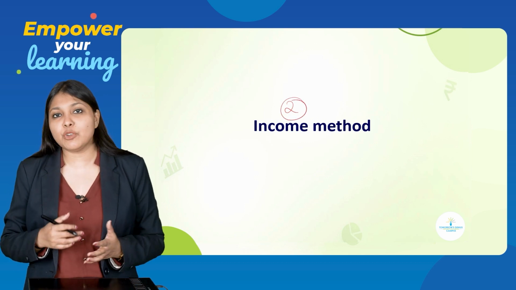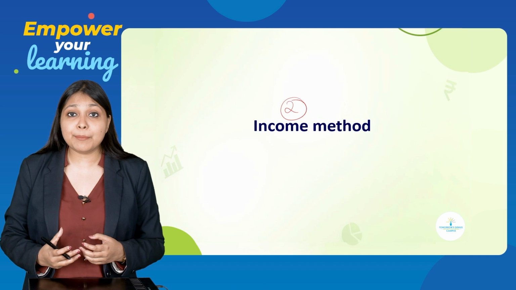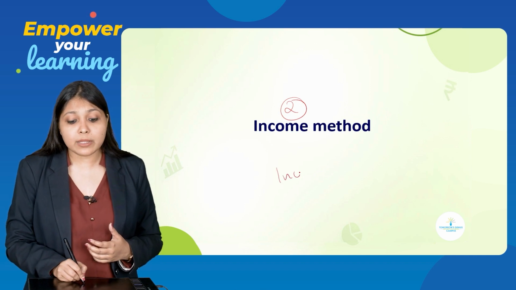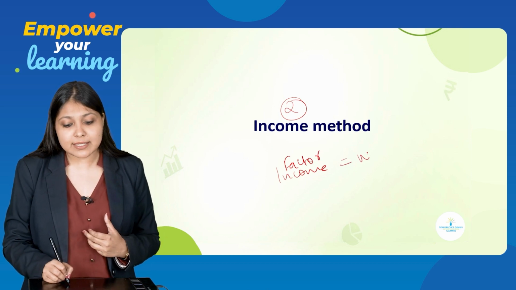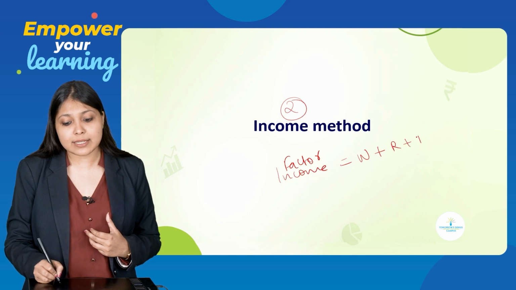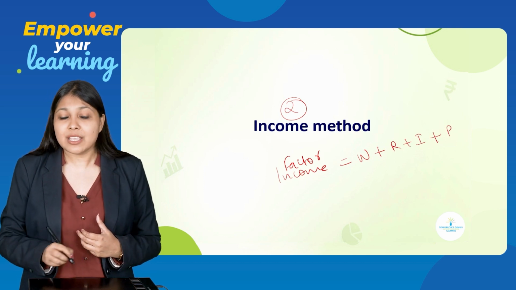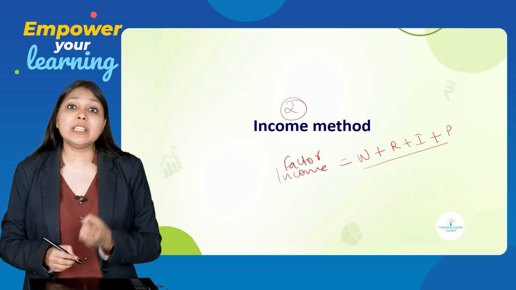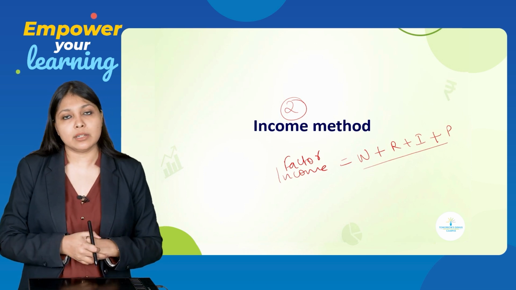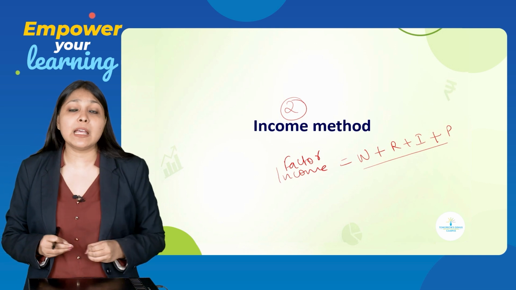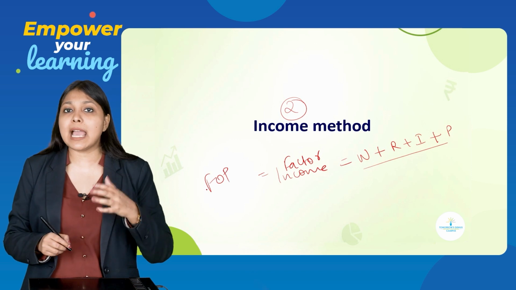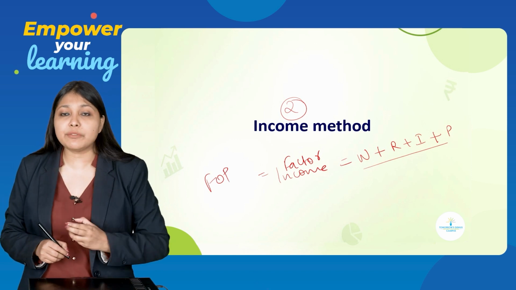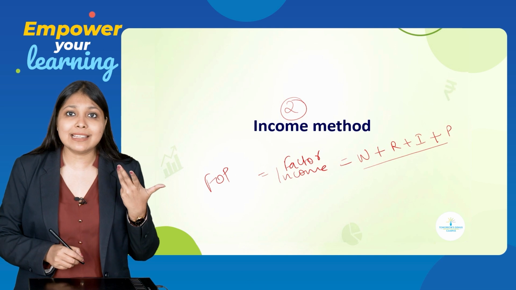With the name itself, you all might have gotten the idea. The income method will include all the factor incomes. What are the factor incomes? You should remember: wages, rent, interest and profit. All these factor incomes will be included under the income method. And where are we getting these factor incomes from? We are getting them from the factors of production: land, labor, capital, entrepreneur. The returns of these are rent, wages, interest and profit.